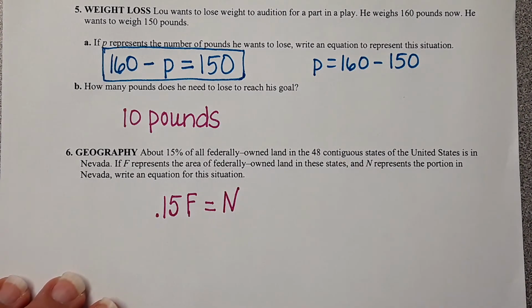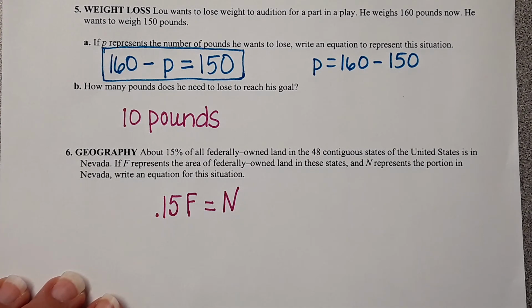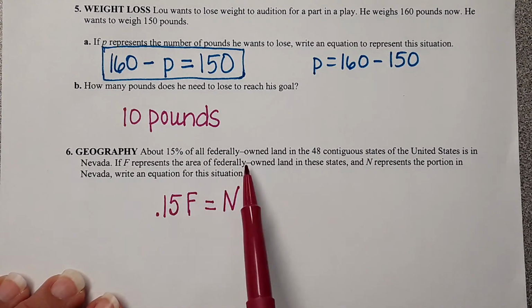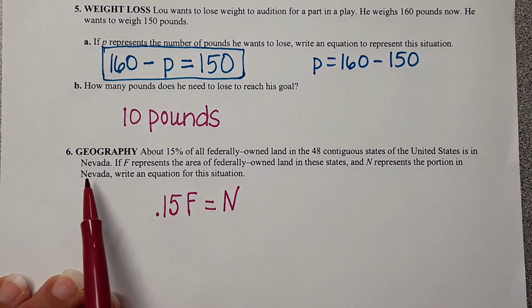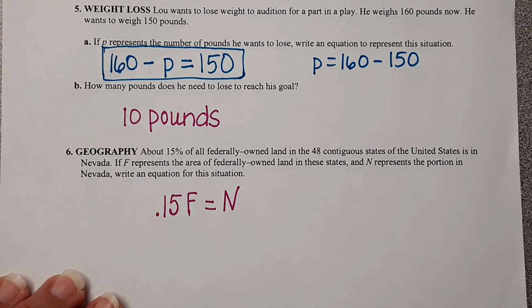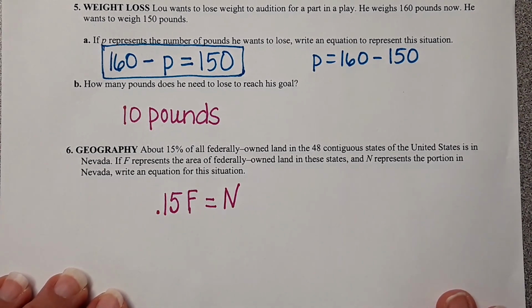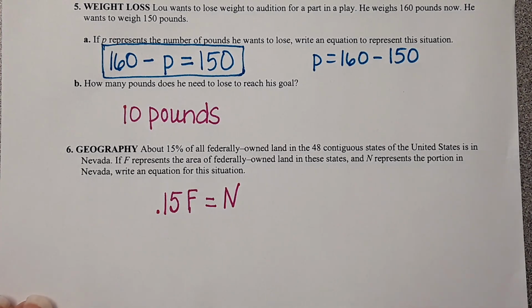So 48, you guys, they do this sometimes. They throw numbers in there that you don't need. It's extraneous. So this is the biggest thing that you need to know. About 15% of all federally owned land is in Nevada. See how that equation is N equals 15% of F. And that's all they wanted, just to write an equation. That's it. Okay? That's the front page.